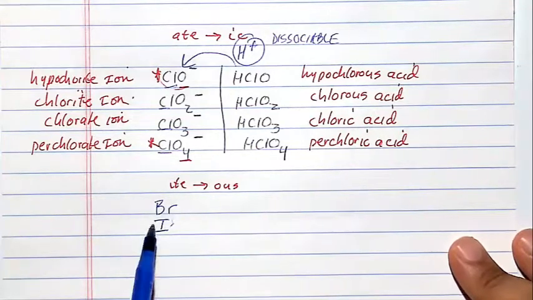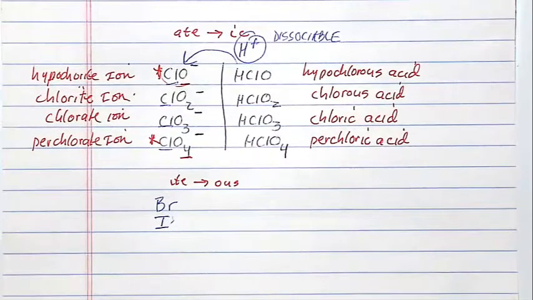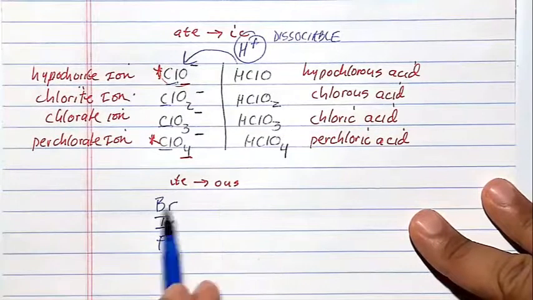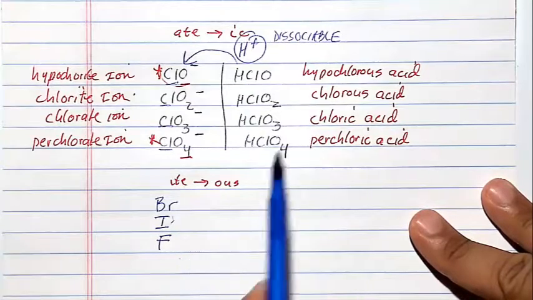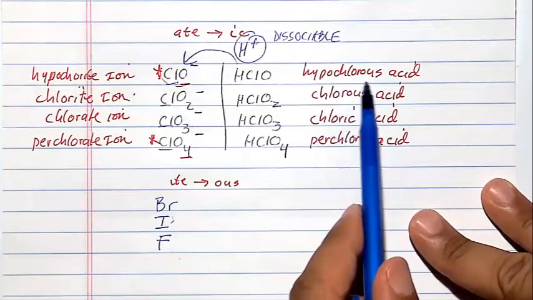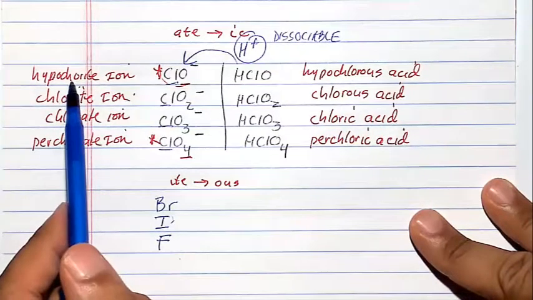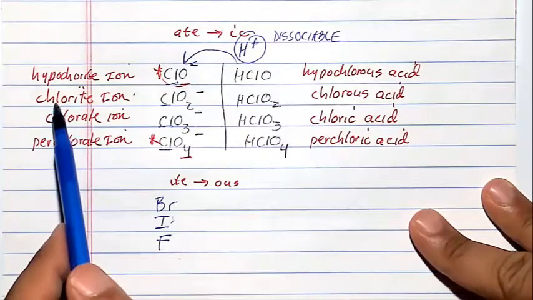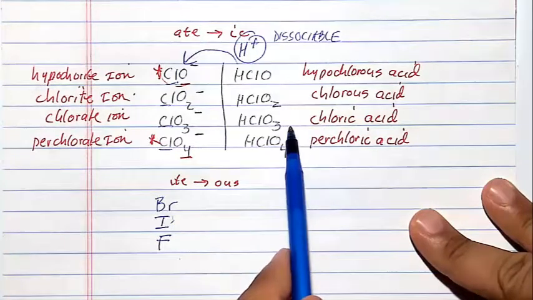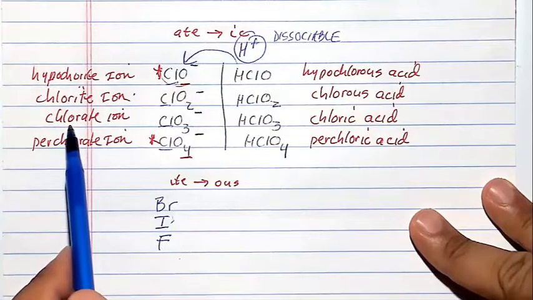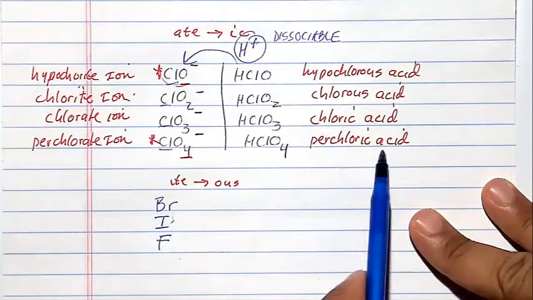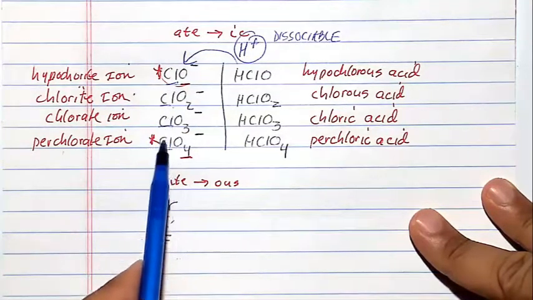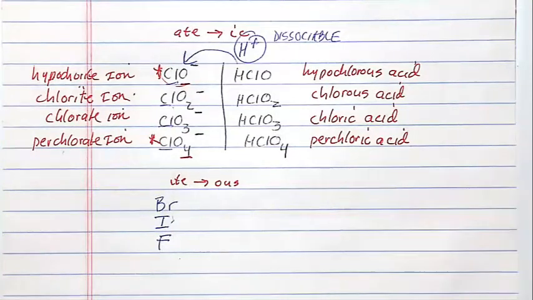So bromine, iodine, chlorine, the halogens. Let's just do one more. Fluorine. Instead of Cl, if I had fluorine here, this would be hypofluorous acid, or the hypofluorite ion. This would be fluorous acid, or the fluorite ion. This would be fluoric acid, or the fluorate ion. This would be perfluoric acid with the perfluorate ion. I'm just replacing the Cl with a different type of halogen.